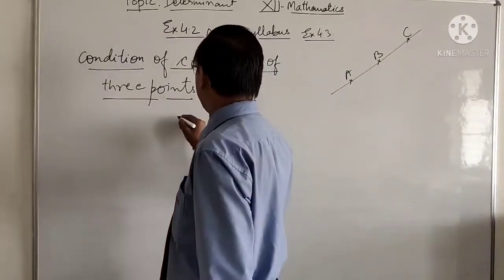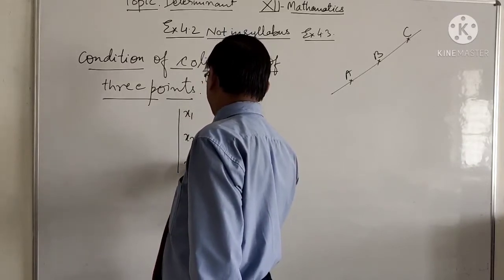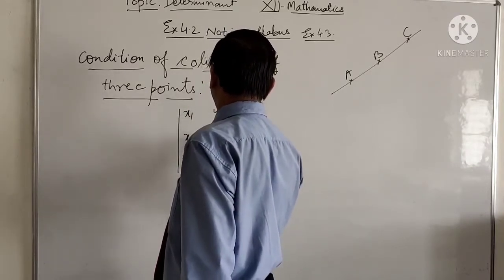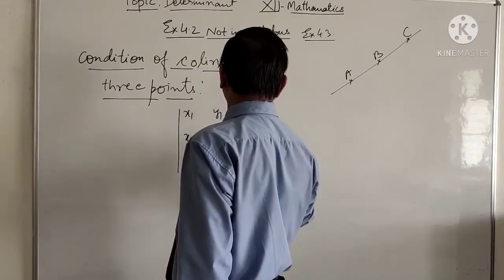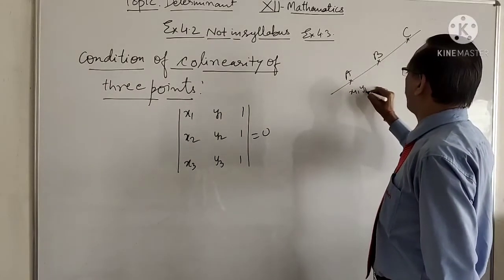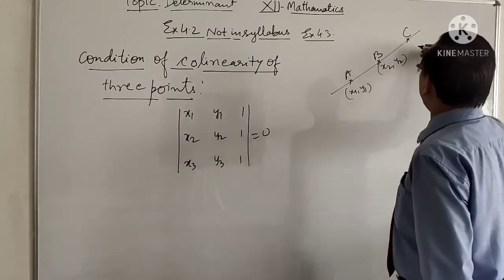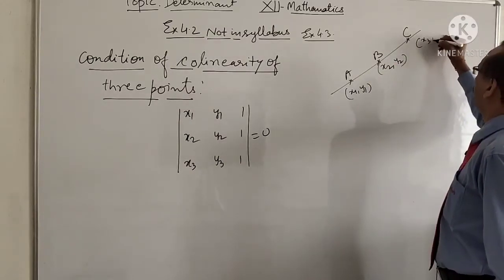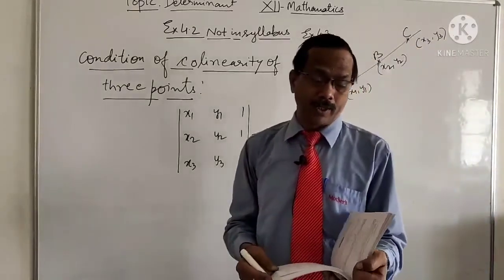So, what is the condition? The condition is that the determinant with rows x1, x2, x3, y1, y2, y3, and 1, 1, 1 is 0, where the coordinate of A is x1, y1, the coordinate of B is x2, y2, and the coordinate of C is x3, y3. Now see the question based on it.